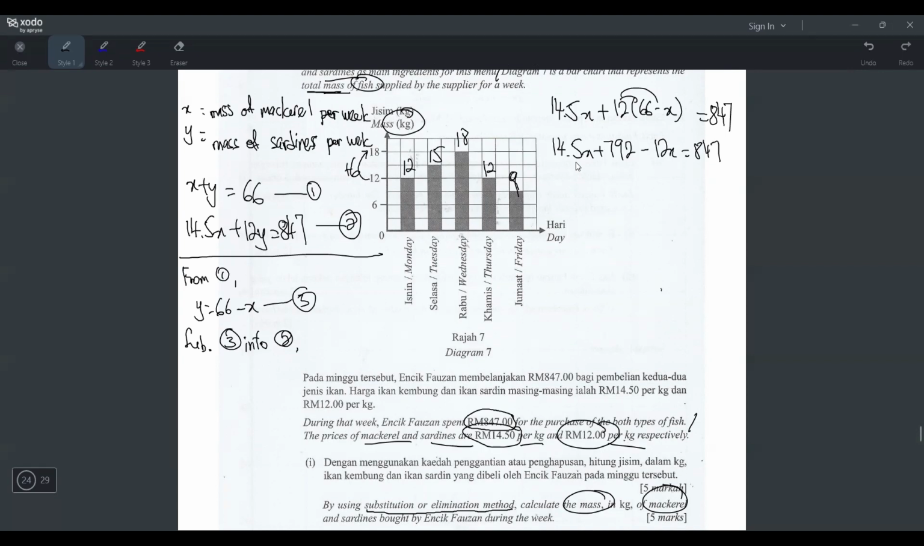Now we can find x. x with x can be combined, number with number can be combined. So x minus x, 14.5 minus 12. Press calculator again.